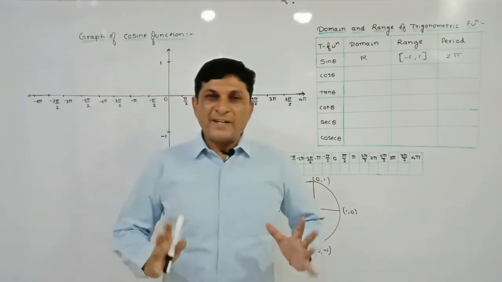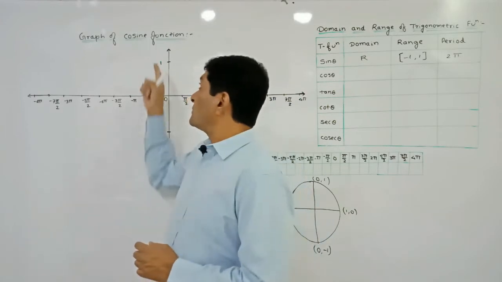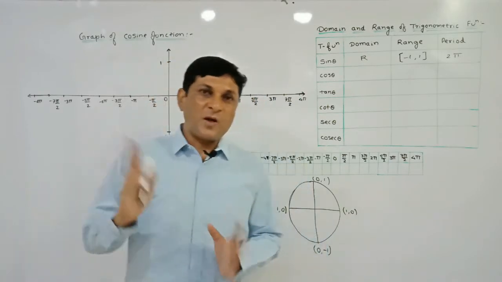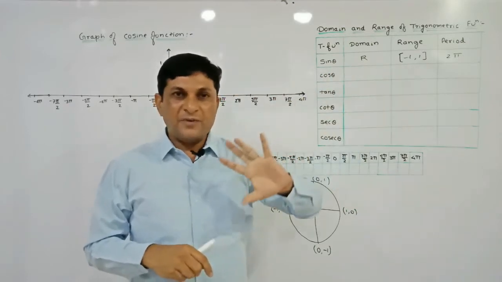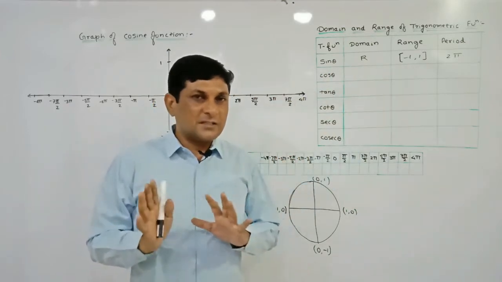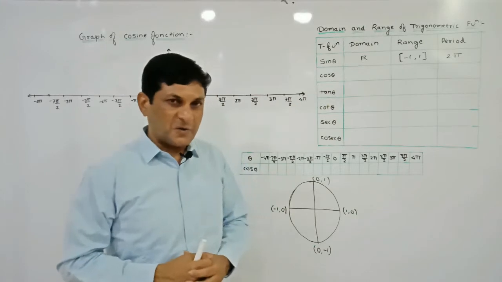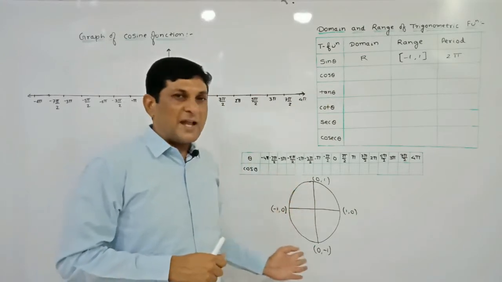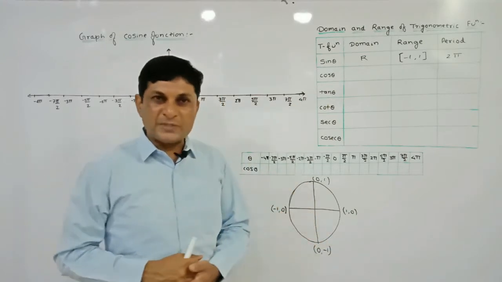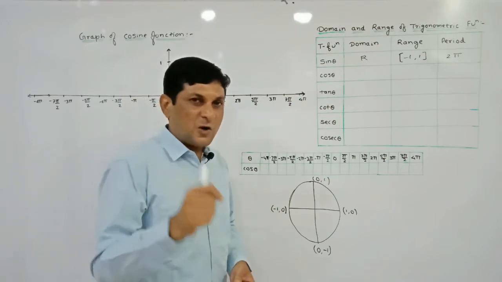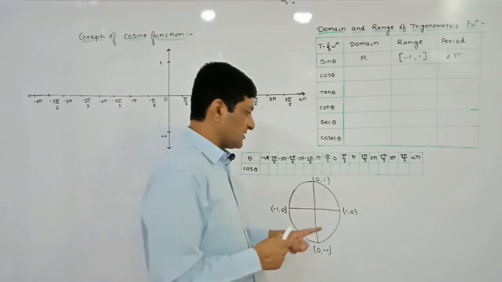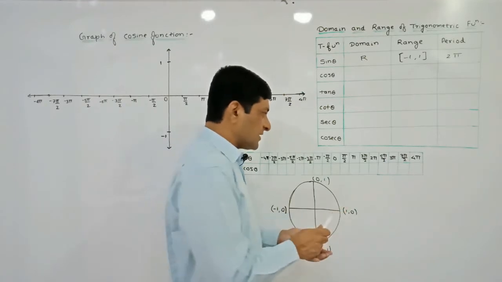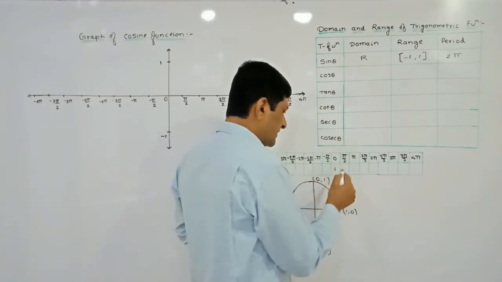Now let us construct the graph of the cosine function, and from that graph we will try to find the domain, range and period. We will even check whether the cosine function is periodic or not. So let us find the values of the cosine function with the help of the standard unit circle. We know that the value of cos theta is the x coordinate of a point on the standard unit circle. When theta is 0, the x coordinate is 1, meaning cos 0 is equal to 1.